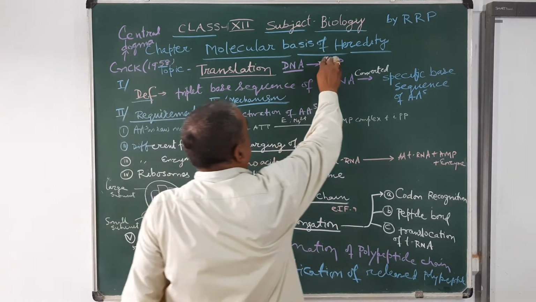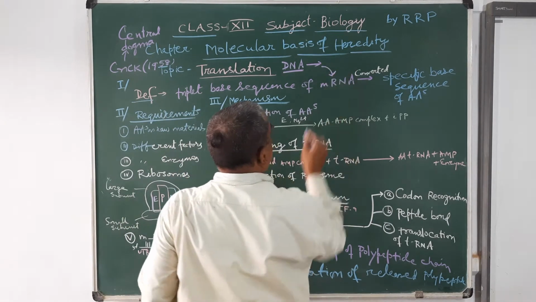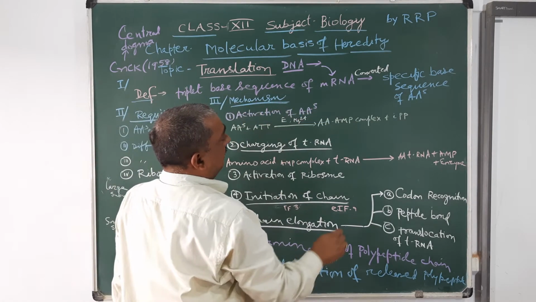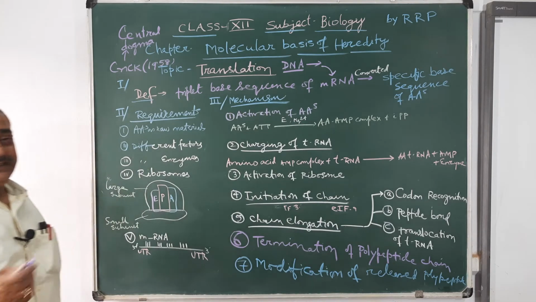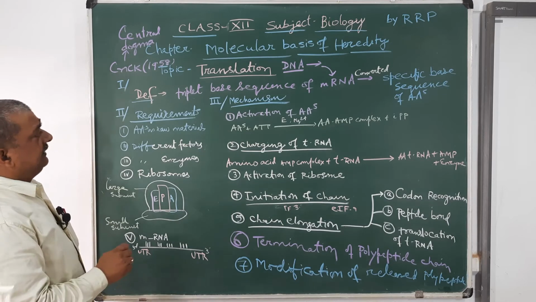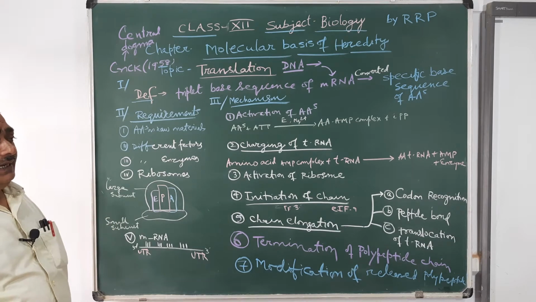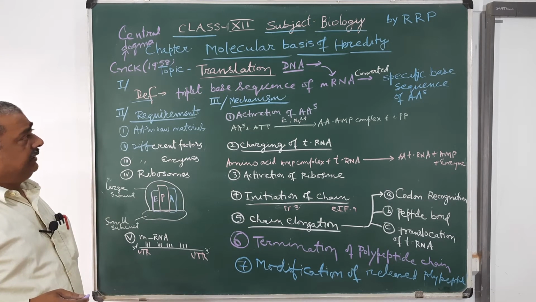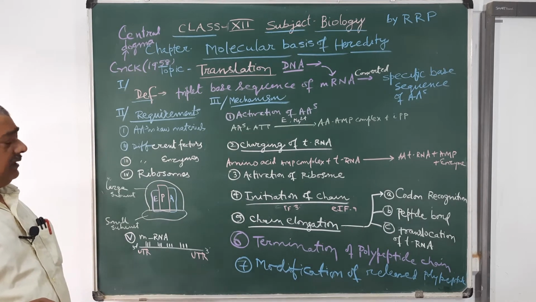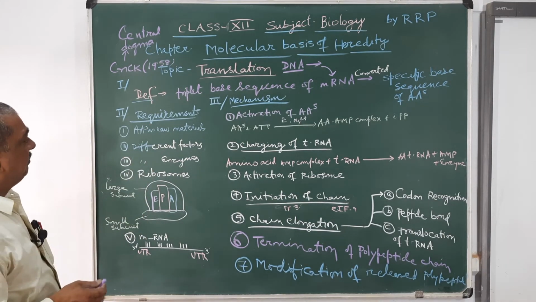DNA is the master copy which gives information to the mRNA. mRNA formation takes place by the process called transcription, and the triplet base sequence of the messenger RNA is converted into a specific sequence of amino acids, and this process is called translation. Translation takes place inside the cell in the cytoplasm, and the ribosome is called the protein factory. What are the requirements? Amino acid is the most important requirement.